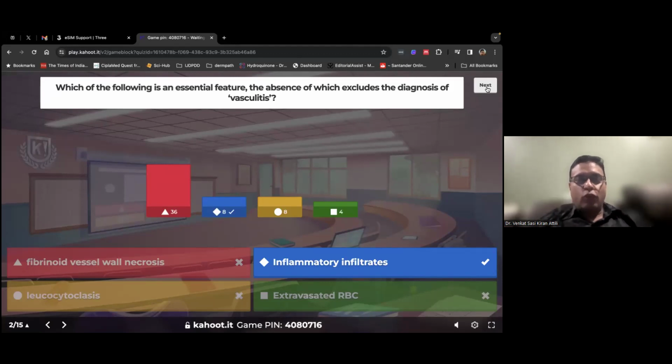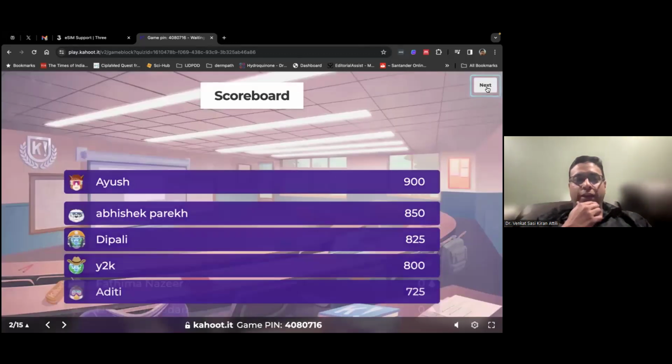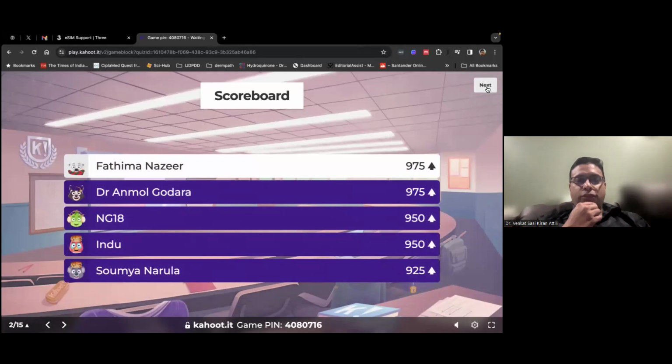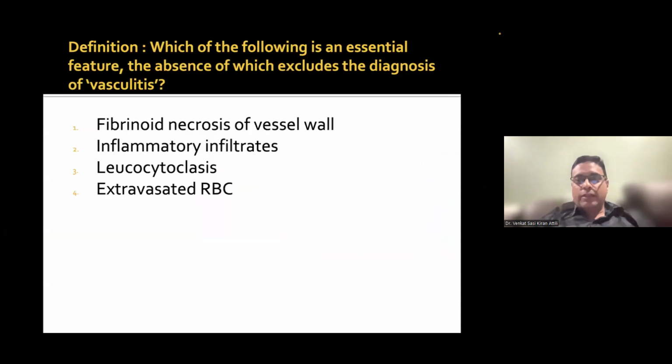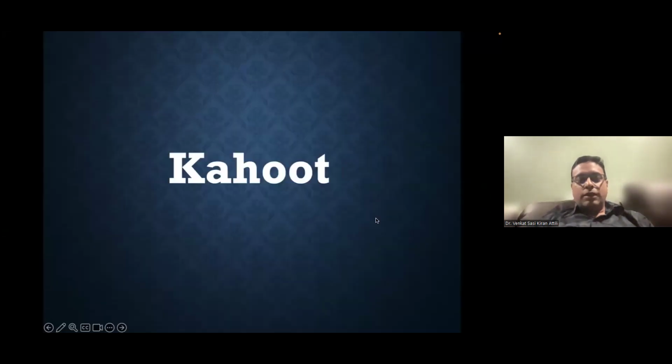Only 8 of you have got the correct answer. This is a slightly trick question. Let's see how many of you have got it right. So the leaderboard has changed. Fatima Nazir is on top, followed by Anmol, NG18, Induan, Soumya, Narula. These are trick questions. These are not easy questions. Let's go to the next question. These are all basics, mind you.